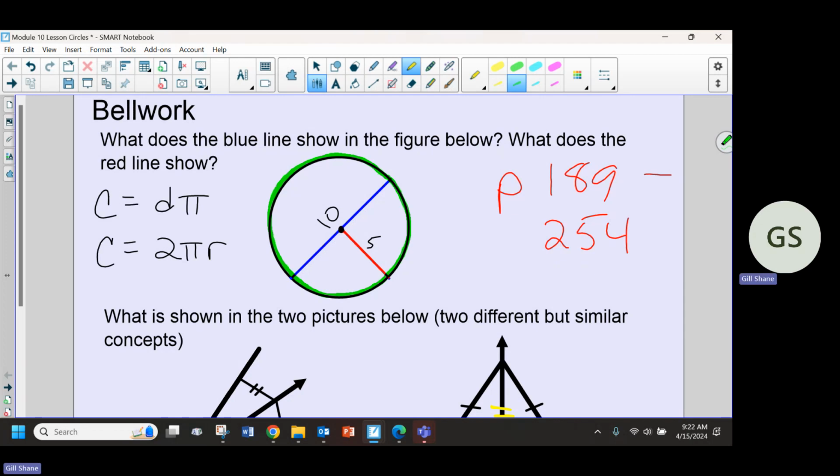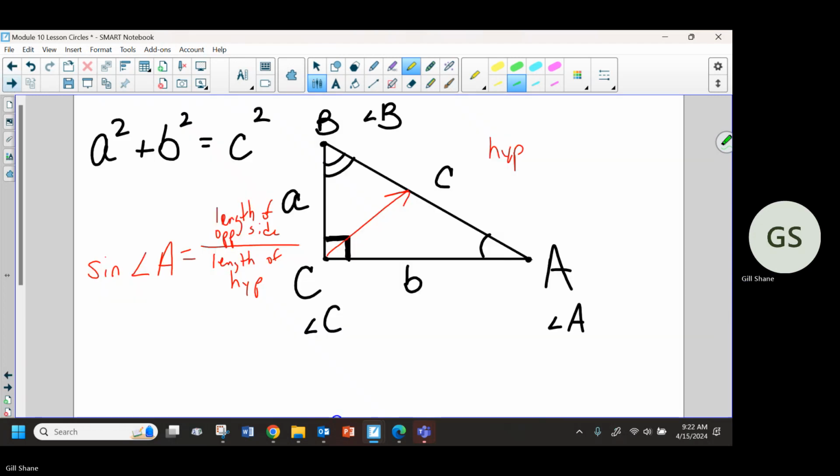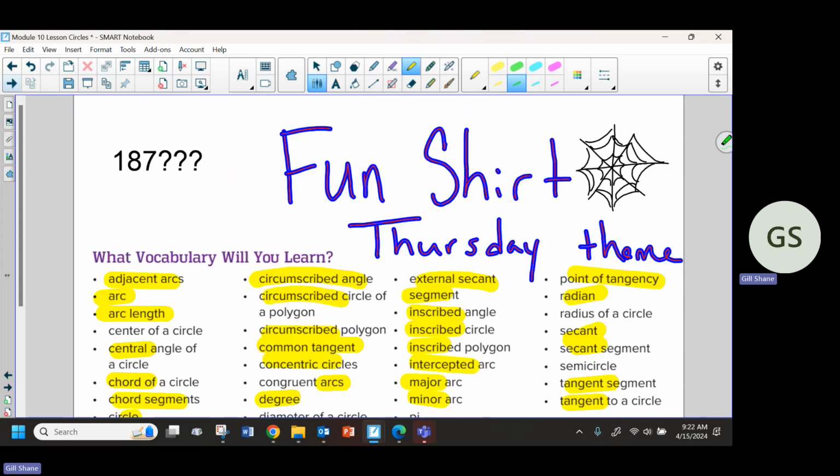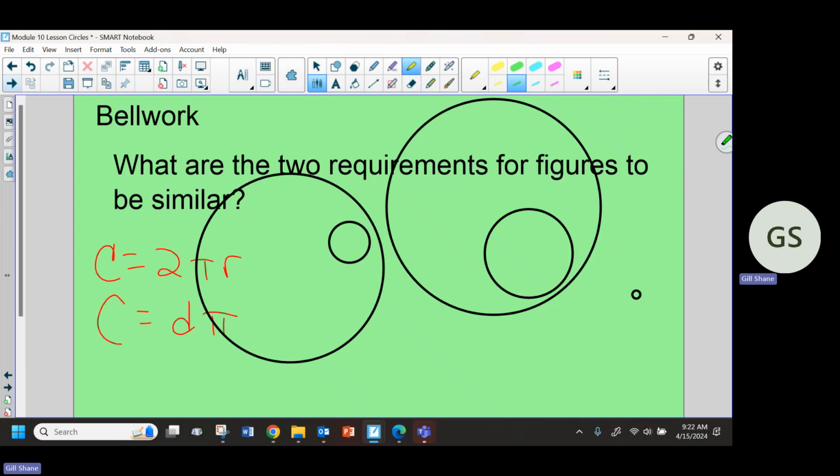Oh, these are pages 189 to 254. It's basically the whole module on circles. Next. Review. And no circle stuff there. I'm not going to worry about definitions. We'll go over those as we go through some of them.